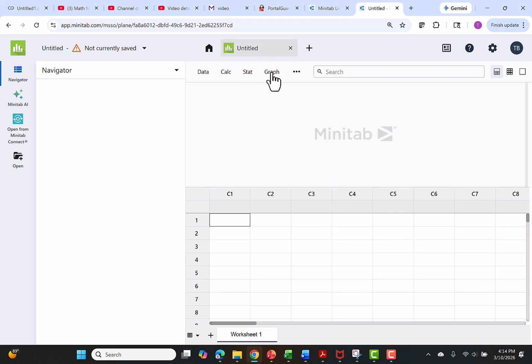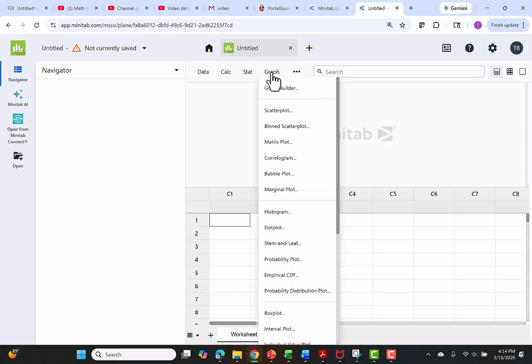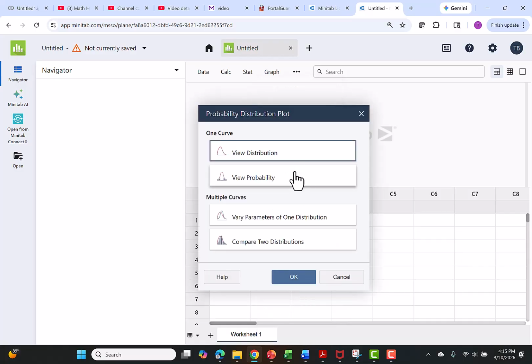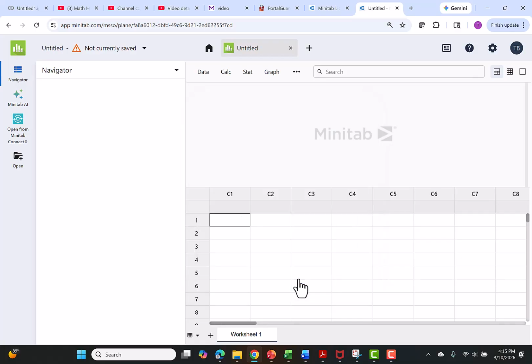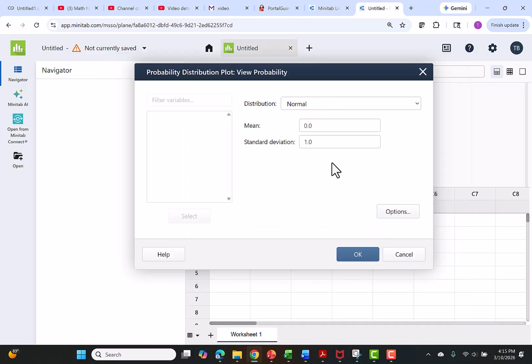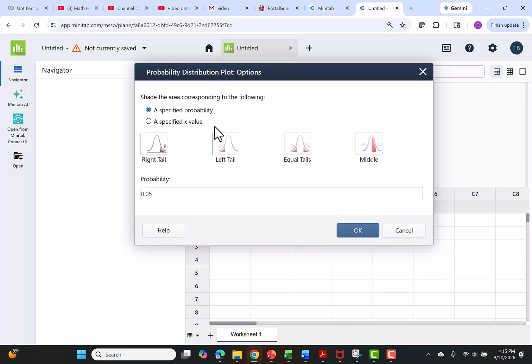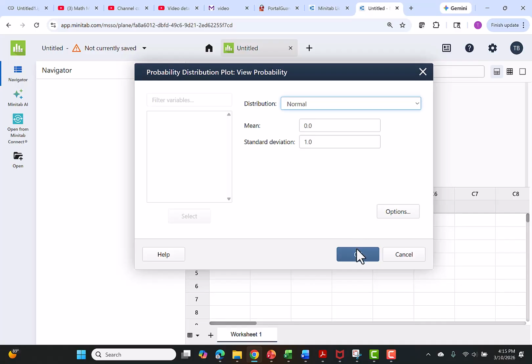In Minitab, I'm going to click Graph, Probability Distribution Plot, View Probability. It comes to a standard normal by default, so we're going to click Options and say we're looking for a specified probability, but instead of doing a middle, I'm going to hit equal tails. What I want to do is equally split the 5% that's left over from my 95%, so that 5% is 0.05. Let's click OK and OK.